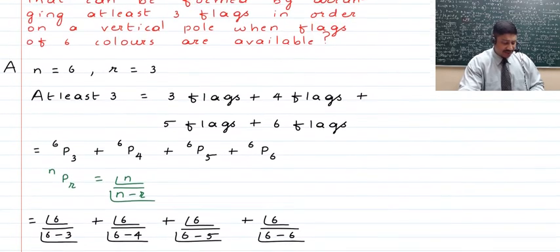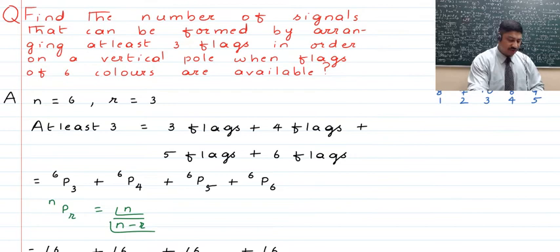So now children, I'll just quickly discuss the sum all over. In the question you've been given, we have to find the number of signals that can be formed by arranging at least 3 flags in order on a vertical pole when flags of 6 colors are available. So the total number of flags gives us the value of n, which is 6.